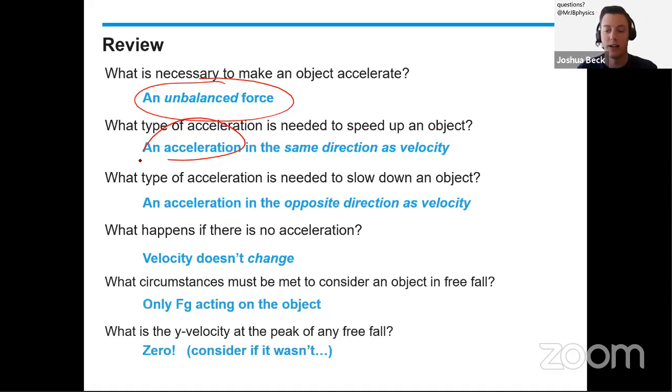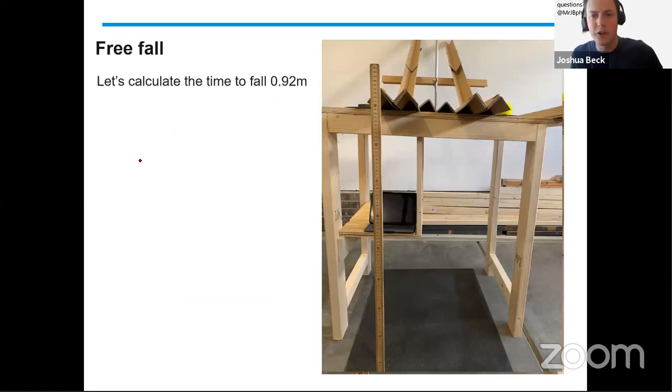So at the peak, the y velocity will be 0. So we're going to use that with our first example problem today. I've got a meter stick set up here, and I'm going to put a tennis ball right about here. That tennis ball is going to fall 0.92 meters. So we want to calculate the time that it's going to take to fall.